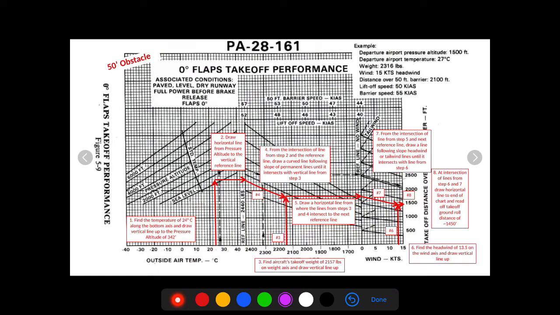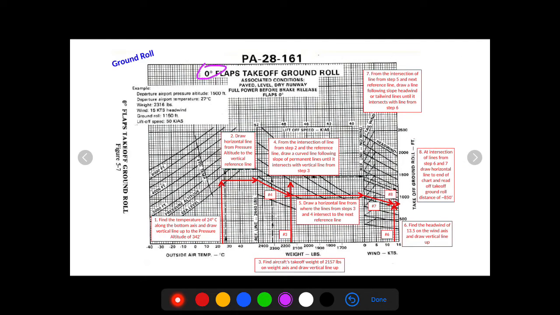So the first one is ground roll. So the first chart is ground roll, and this is, again, the distance that does not require it to go over a 50-foot obstacle. So let's get right to it. So our temperature of 24 degrees, we're going to find on this axis down here. We're going to draw a straight line up until it reaches our pressure altitude that we calculated of 342. Once you get to 342, reading off these lines right here, you're going to draw a straight line over until the next reference line right here.